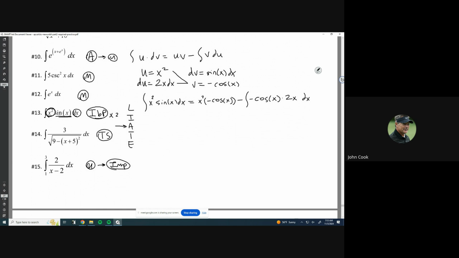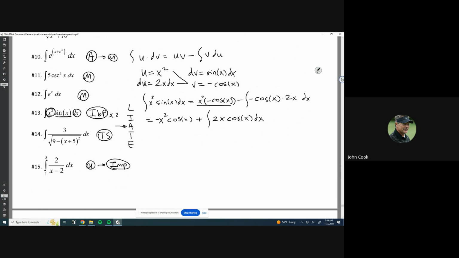All right, so let's make this look a little bit nicer. So we've got x squared. Let's put the negative out front, and then cosine of x. All right, so that's that part. And then a negative times a negative is a positive, so plus the integral. And I'll move the 2x out front: 2x times the cosine of x dx.